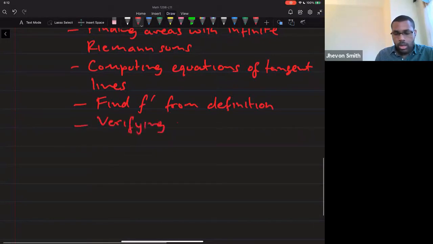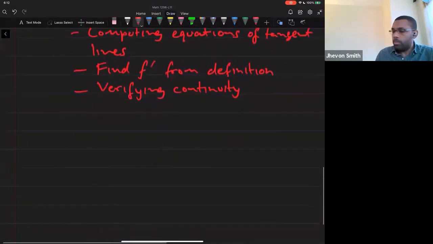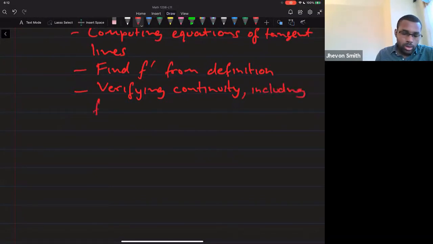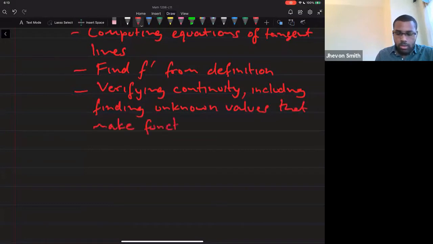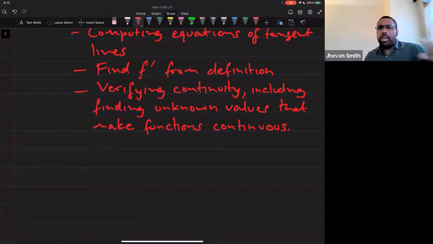Verifying continuity. Including finding unknown values that make functions continuous. That's like when I gave you the function where there was like an a and a b in it, and I said, oh, find a and b that makes this function continuous. So problems like that.